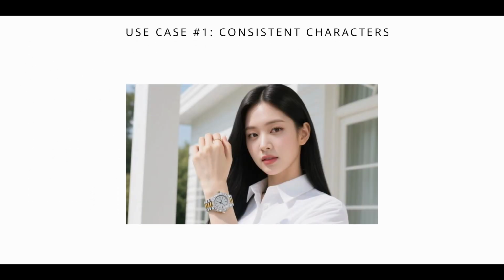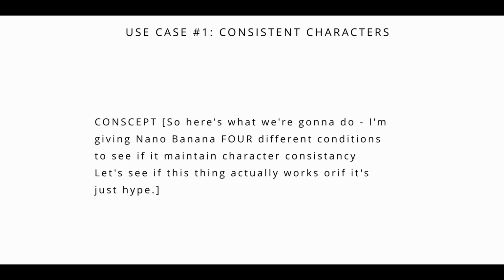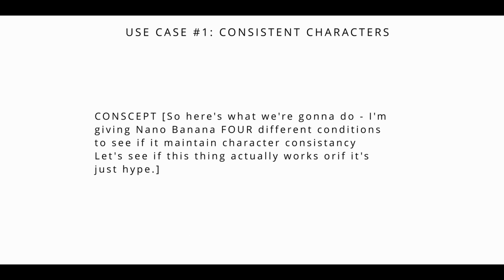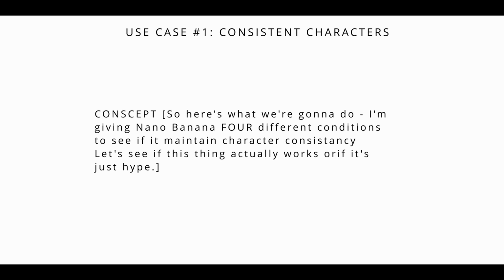Sounds fun? Let's go. Alright, for our character consistency test, I chose this image. It's an AI generated Asian girl with pure black hair. You can pick literally any character you want, totally depends on your vibe. So here's what we are gonna do. I'm giving Nano Banana 4 different conditions to see if it can maintain our character consistency. Let's see if this thing actually works or if it's just hype.